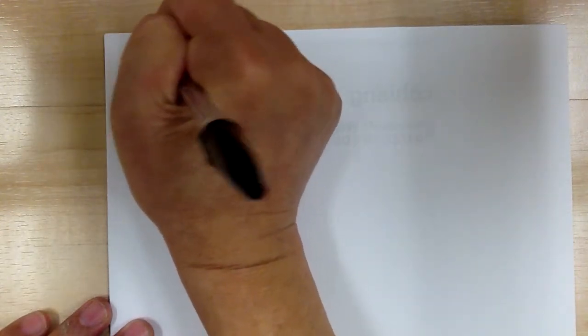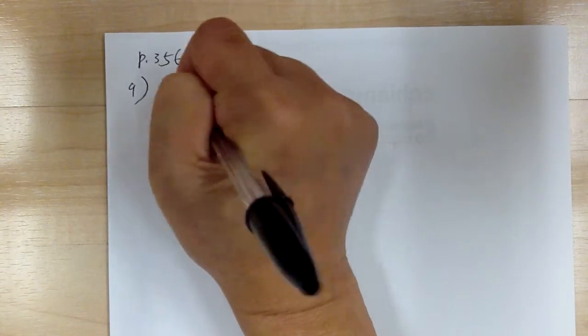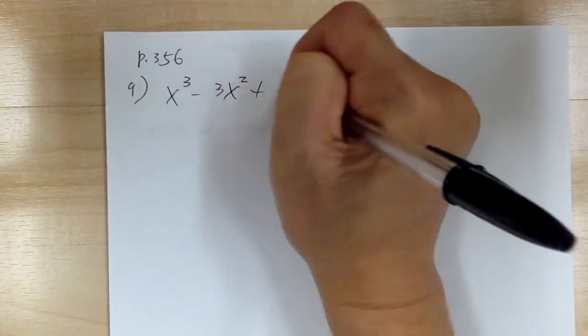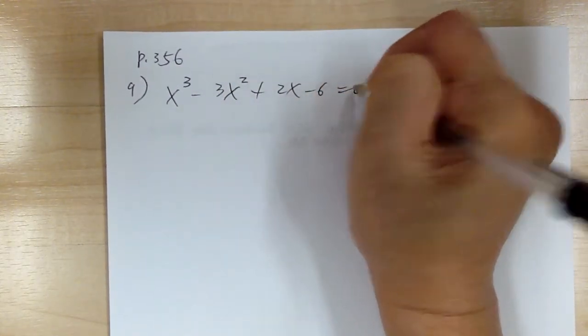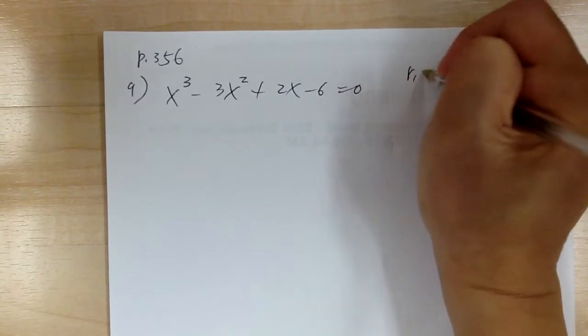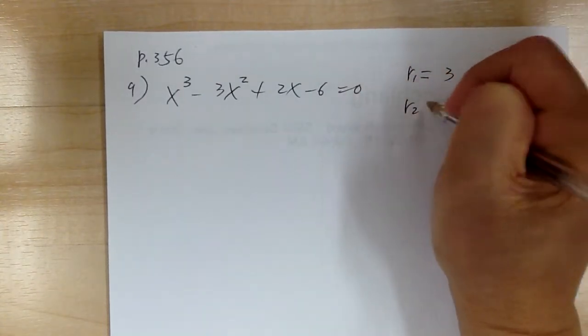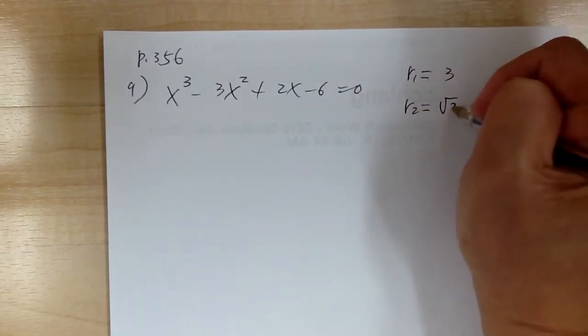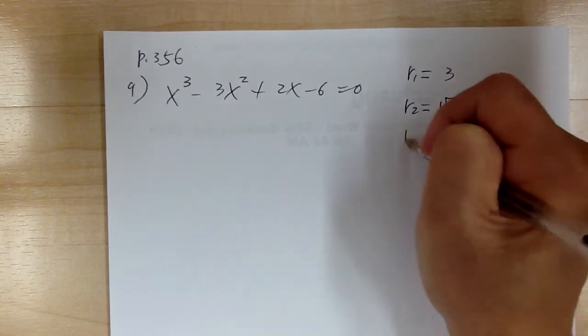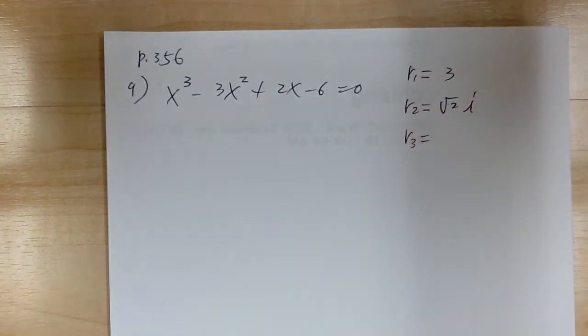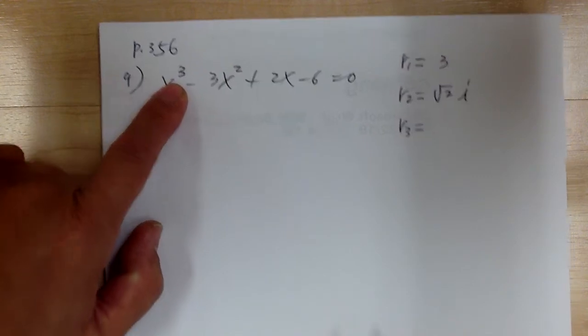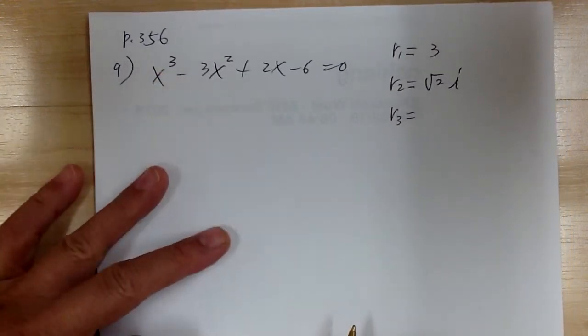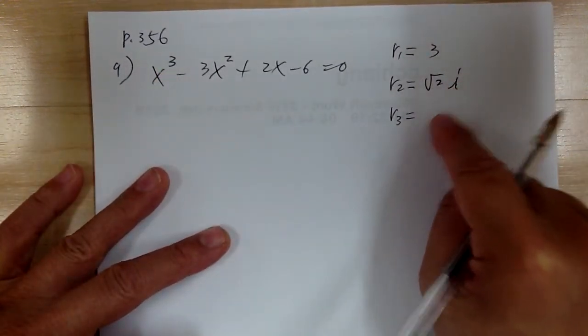Okay, let's go to number 9. You've got x to the cube minus 3x squared plus 2x minus 6 equal to 0. And you have R1 equal to 3, R2, always put the I in the back. The I always goes to the back. And so you're looking for R3. Again, this is a cubic equation, so you need to have 3 answers. You already have 2, so you're looking for the third one.